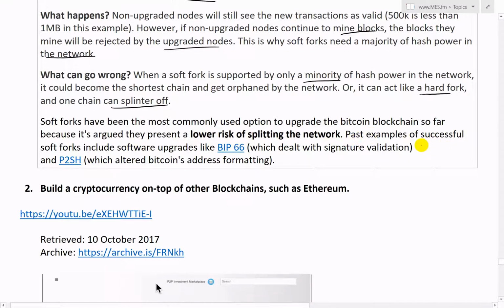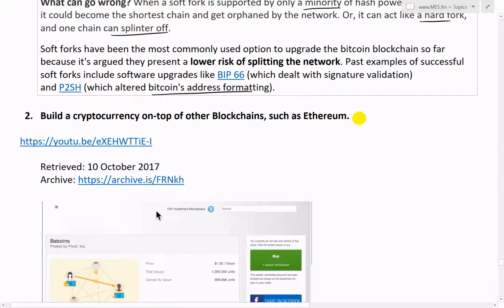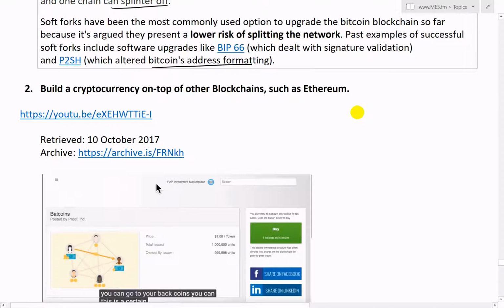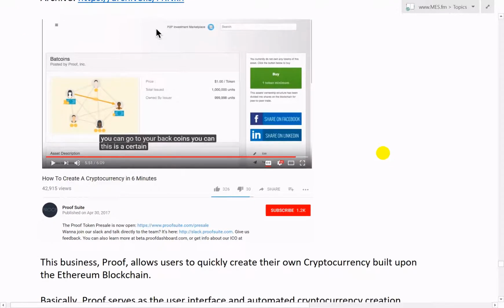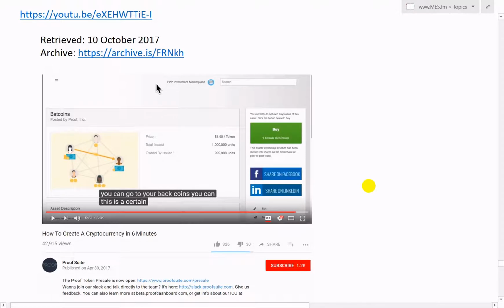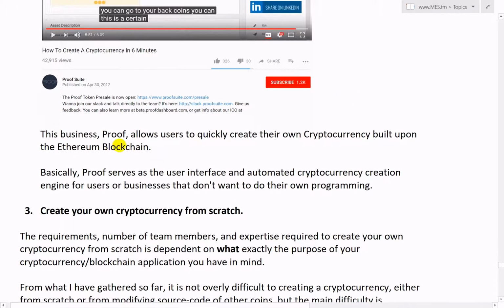Past examples of successful soft forks include software upgrades like BIP66, which dealt with signature validation, and P2SH, which altered Bitcoin's address formatting. Now, another way you could build your own cryptocurrency is to build it on top of other blockchains such as Ethereum, and this is a new startup called Proof. Here's a screenshot of it; you can just use their platform to create your own. Proof allows users to quickly create their own cryptocurrency built upon the Ethereum blockchain. Basically, Proof serves as a user interface and automated cryptocurrency creation engine for users or businesses that don't want to do their own programming.